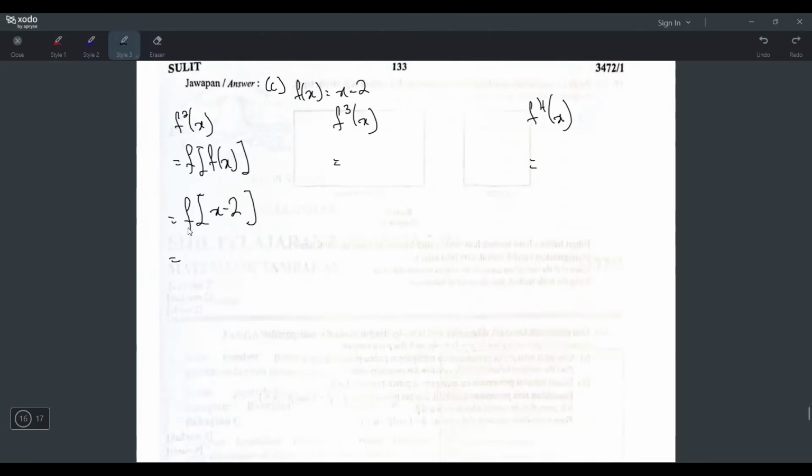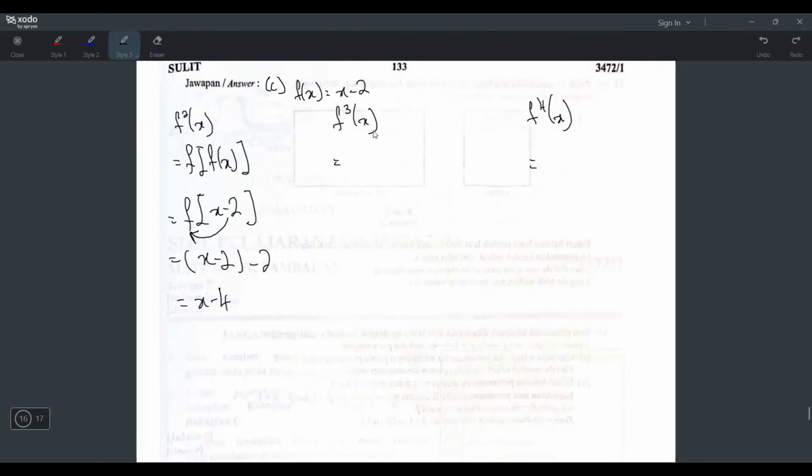And now we have to look at the outside. So when we look at the outside, here is f, it means you have to take the bracket x minus 2, you have to put inside the x of f(x). You have to take the x minus 2, put inside or substitute inside the x of f(x). So what is the x of f(x)? So f(x) is x minus 2. So x minus 2, the x has to be replaced with x minus 2. So it becomes x minus 4.